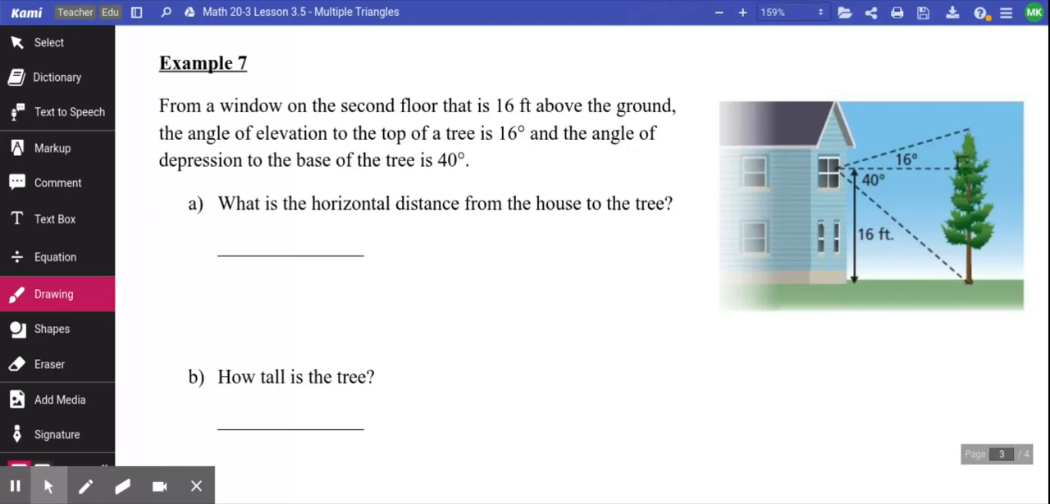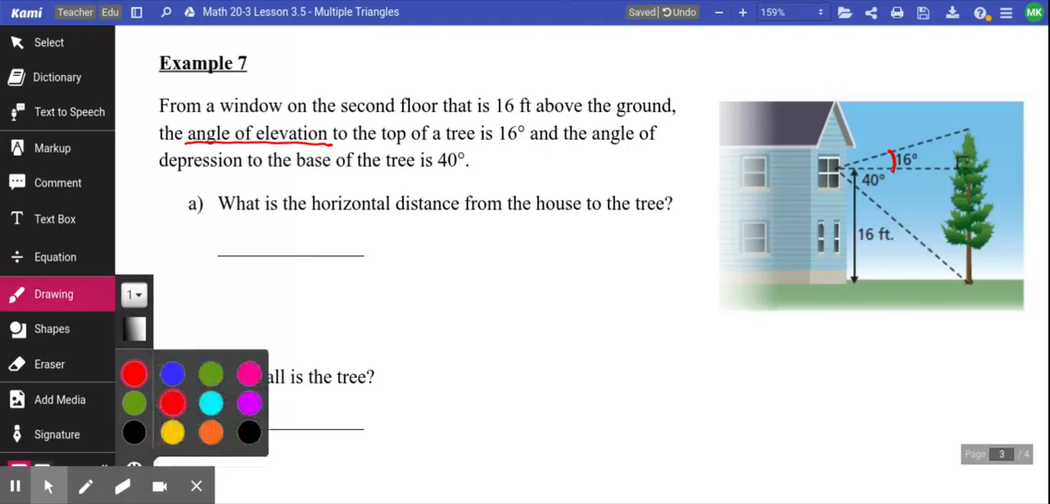So this one says, from a window on the second floor that is 16 feet above the ground, the angle of elevation to the top of a tree is 16 degrees. Because it says angle of elevation, I know that means upwards. And if you look at the picture, there is your angle of elevation. It's going up.